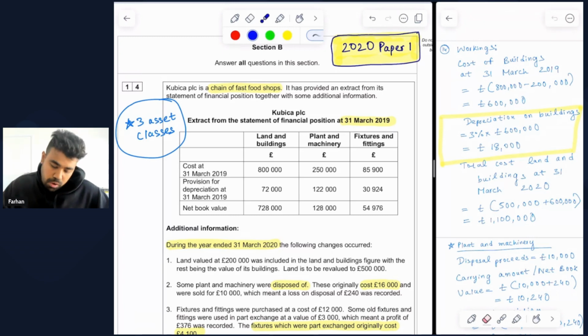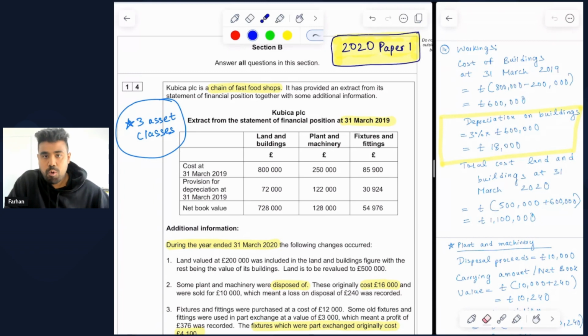Okay, first of all, what we have to do is find the cost of buildings at 31 March 2019. And the way we do it is take the total that we have been given in the table for land and buildings, which is £800,000, and then subtract £200,000, which is relevant to the value of land. Now, how do I figure this out? Again, if you check the additional information number 1, you will see that it has mentioned land valued at £200,000 was included in the land and buildings figure, with the rest being the value of its buildings.